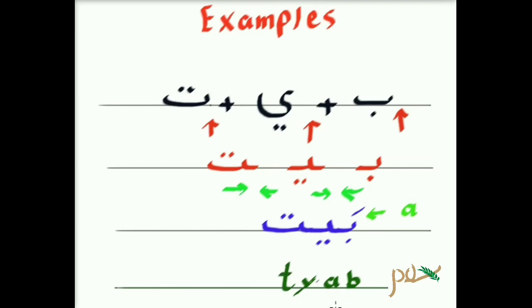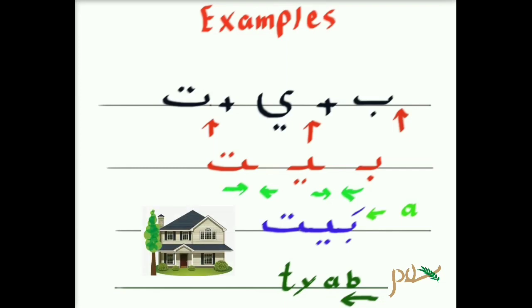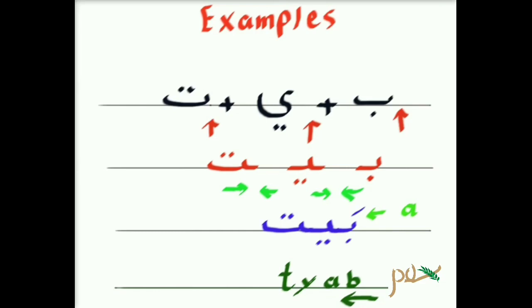Now, we will try to read this word from right to left. Bait, bait, which means house or home. House, bait. Very good.